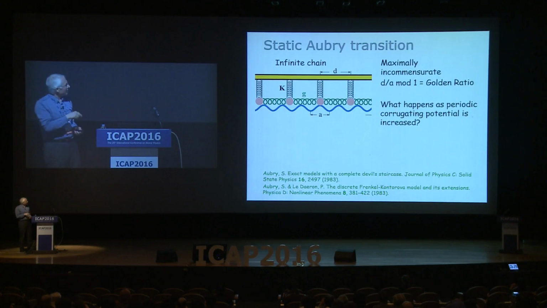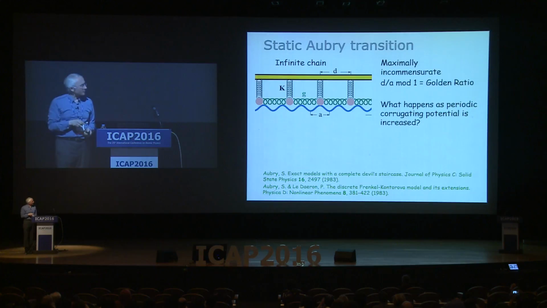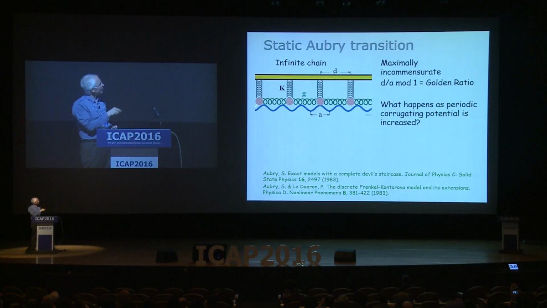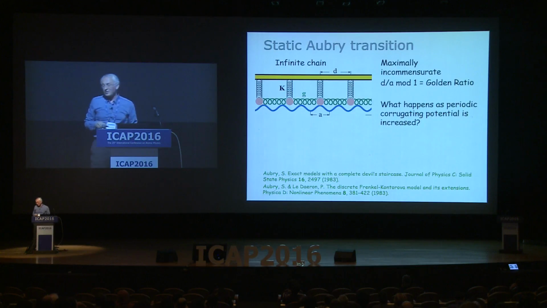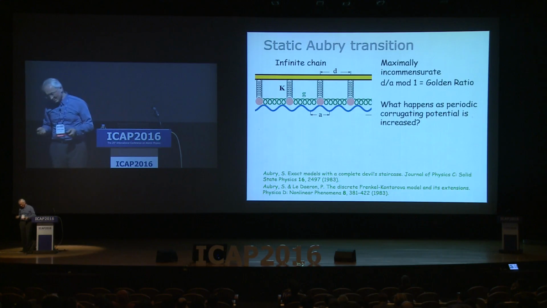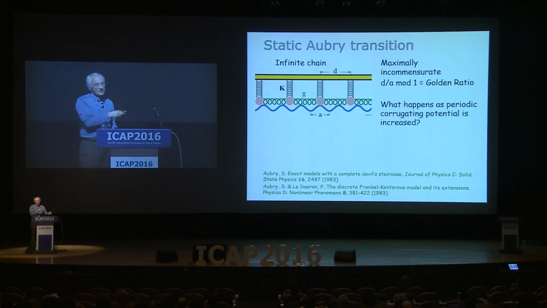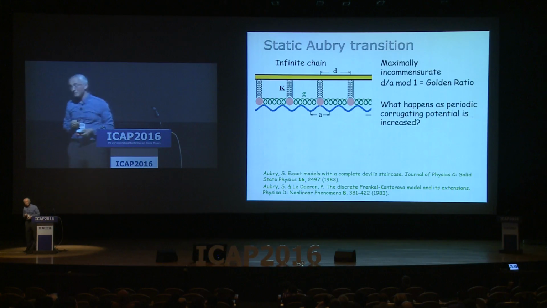Aubry analyzed, in the 1980s, when he was a PhD student, a problem of an infinite chain connected by springs to each other with some characteristic period d, subject to a periodic potential with some characteristic period a. There's no motion, these ions are arranged in an infinitely long chain. And he asked himself, if d and a are not commensurate, and you turn up the strength of the periodic potential, what happens to the chain?